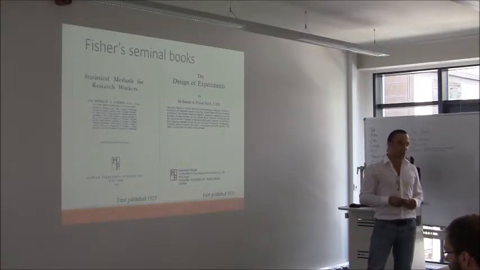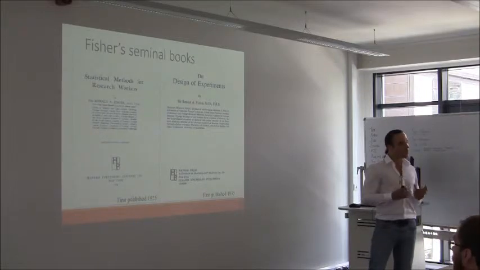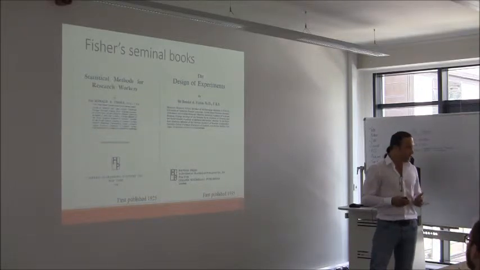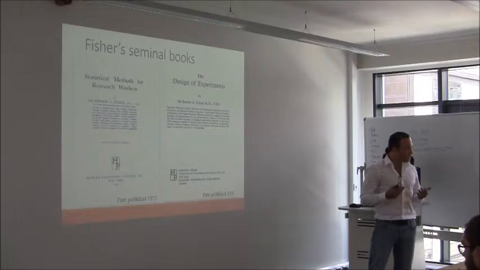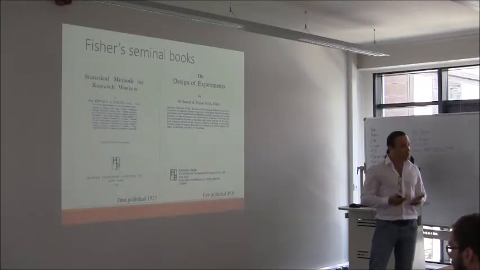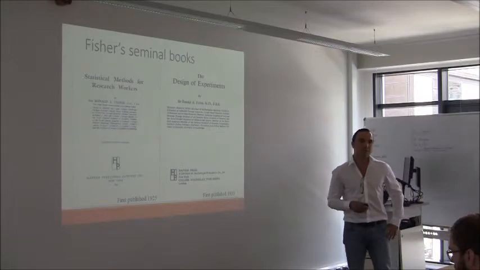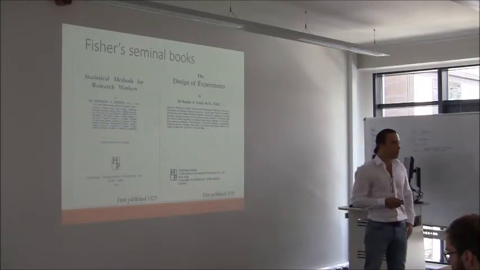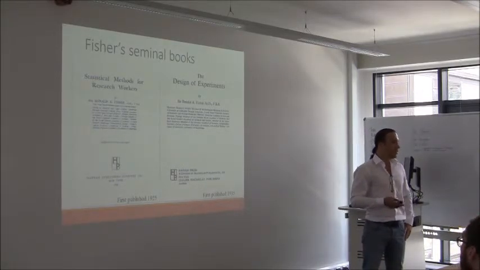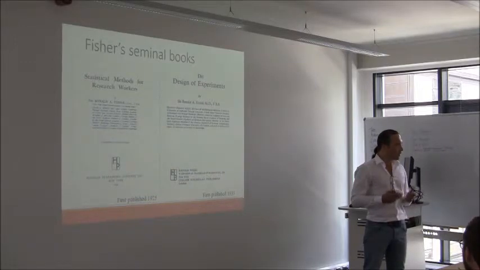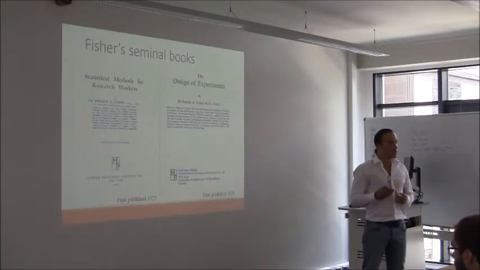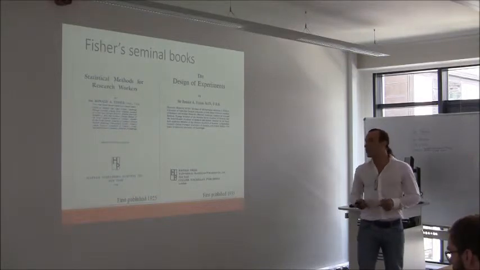The first book, which was published in 1925, was mostly concerned with agricultural issues, because after the First World War, there was a lot of food shortage in the UK, so he was really interested in optimizing the payoff of different methods when it comes to agriculture. The second book, which he published 10 years later, is more concerned with general issues of statistical modeling. And he is actually the founder of the modern method of random sampling, and it is used all over the place in biomedical science, psychology, and so on.